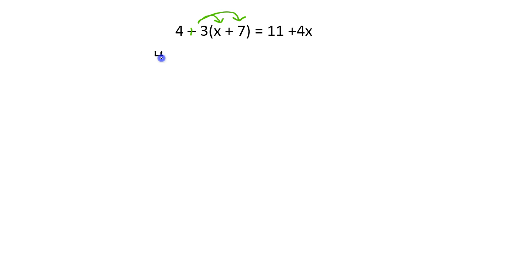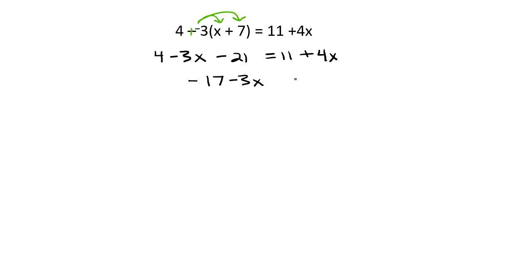I've got 4 and then negative 3 times x, that's minus 3x. And then negative 3 times a positive 7 is minus 21. And then on the other side, I've got 11 plus 4x. We're going to combine the like terms. 4 minus 21 is a negative 17. And then I still have my minus 3x.